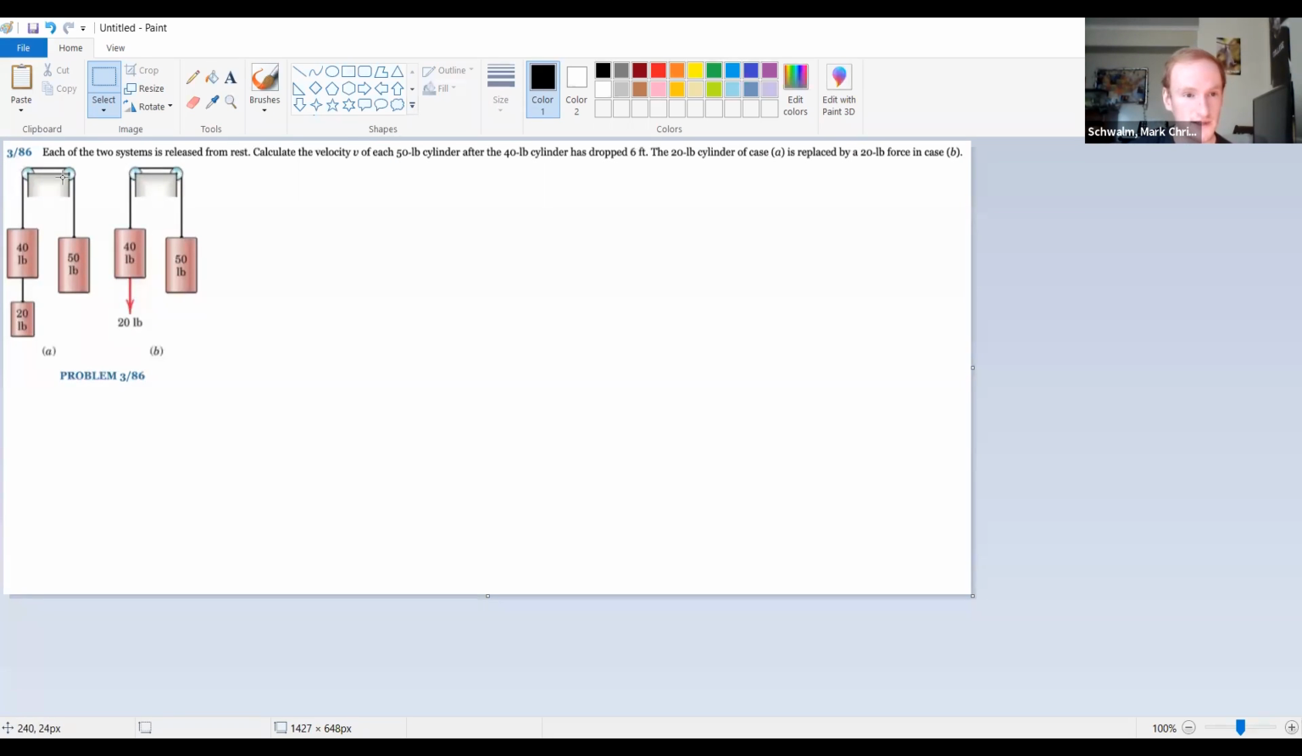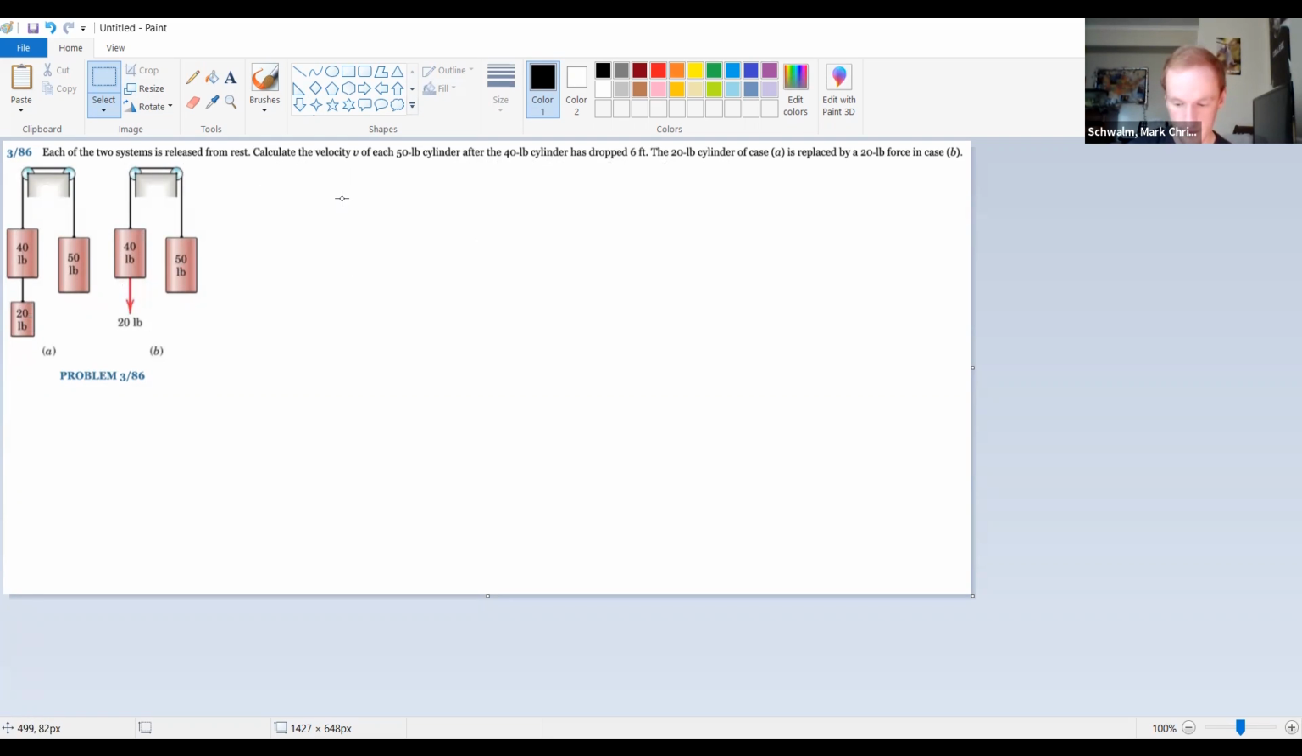So actually a couple years ago, I remember doing this one, wondering what's the difference between 20 pounds of force because of the mass, as opposed to 20 pounds of just straight force. But it actually matters a lot in terms of acceleration, and you'll see at the end of this that it'll change what we're looking for, the velocity after the 40-pound cylinder has dropped 6 feet.